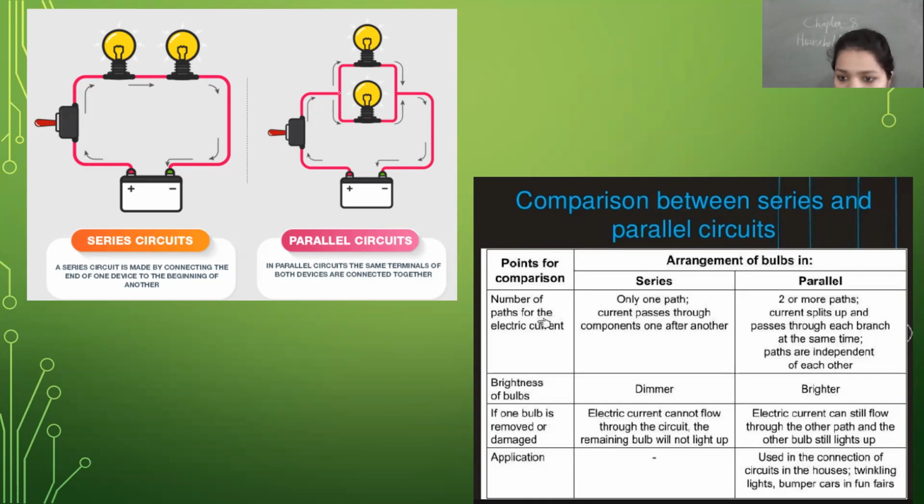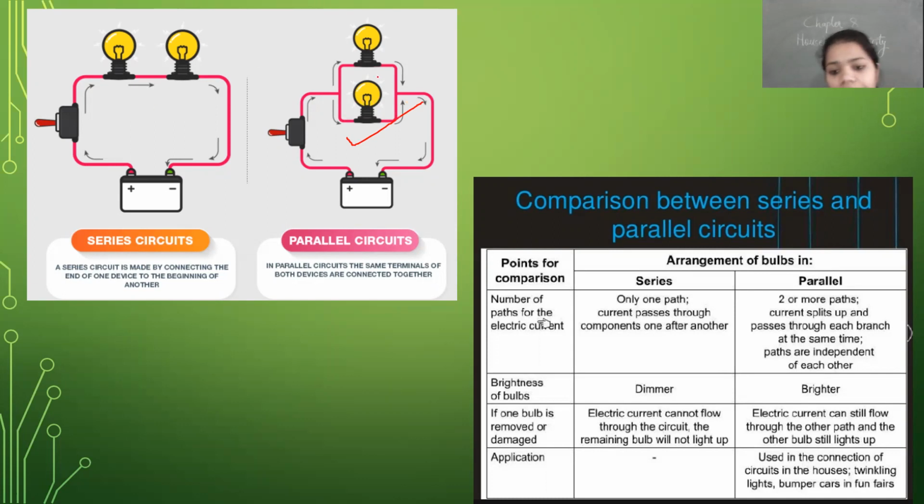Whereas here you can see two or more paths. Current is split into two paths and passes through each branch at the same time. And very clearly you can understand that here both of them are dependent because they are in the same path, or the current passes through the same path, only one path. Whereas in this particular diagram, you can see that the current is passing through a branch. They are branched. So they are independent.